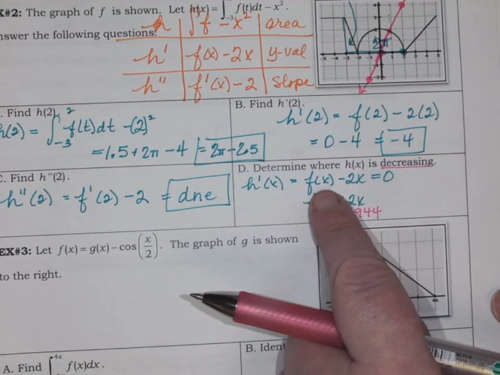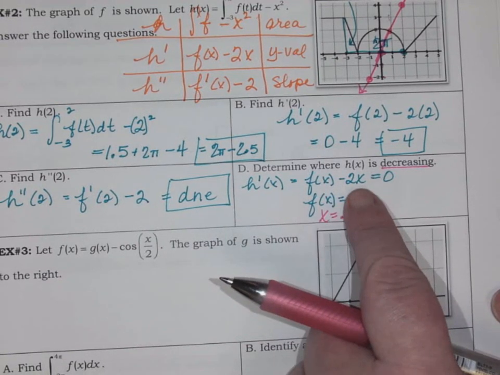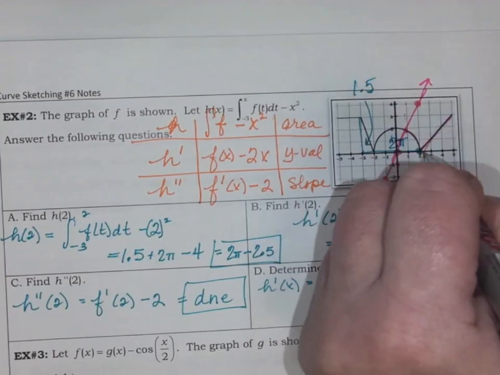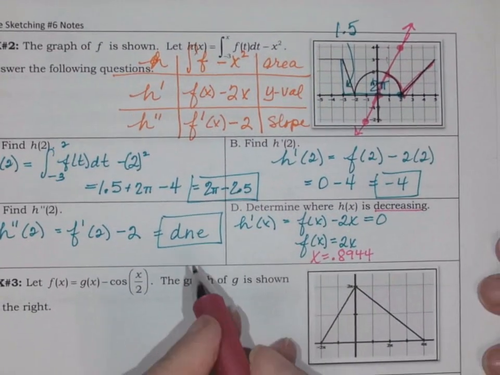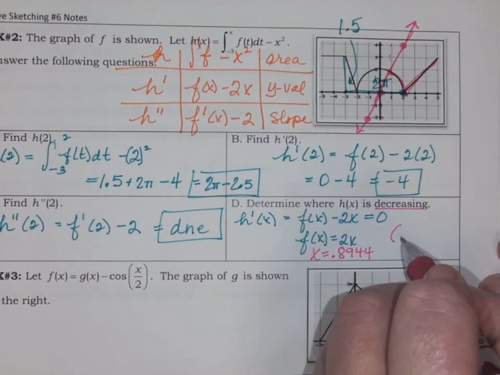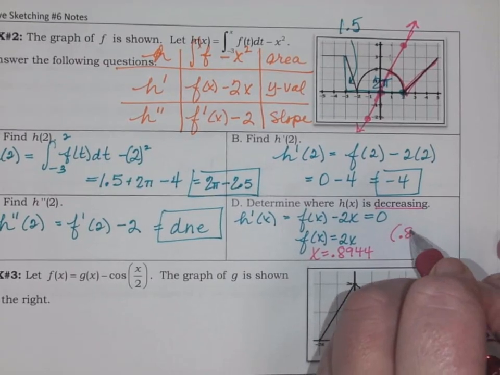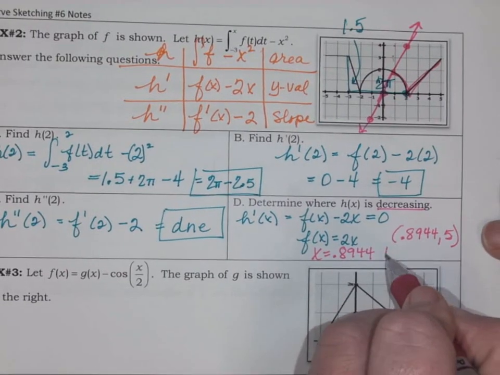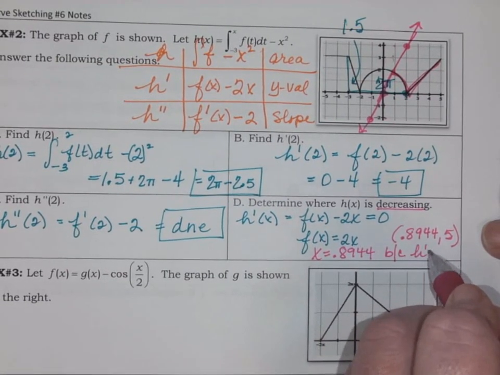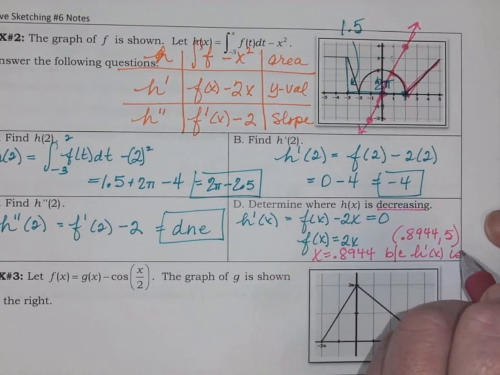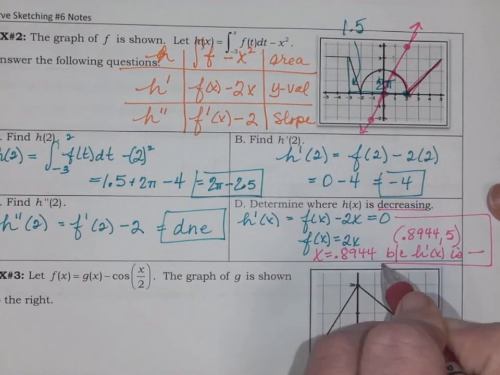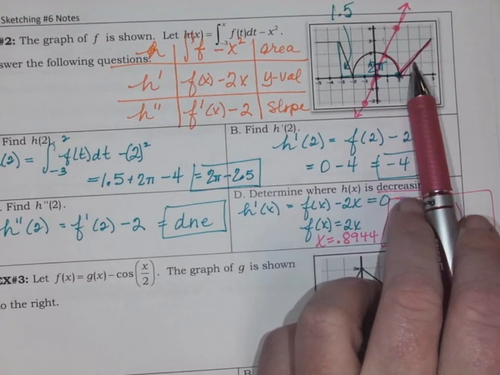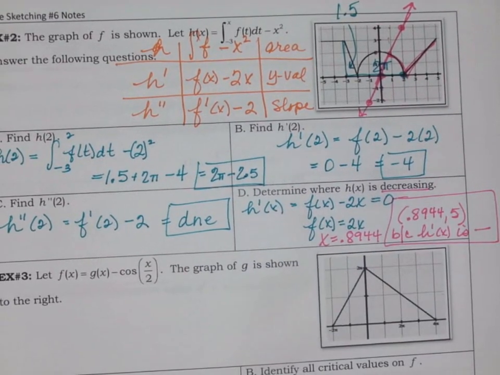That means the graph of f needs to be below the graph of y equals 2x. So that happens on this interval right here. So my interval is going to be from 0.8944 to 5 because h prime of x is negative. Okay? So we just have to compare the two graphs and see which one is bigger, which one is smaller.